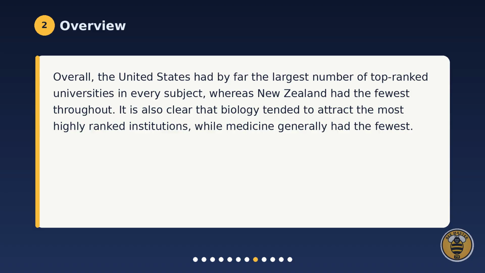Paragraph 2, the overview. Overall, the United States had by far the largest number of top-ranked universities in every subject, whereas New Zealand had the fewest throughout. It is also clear that biology tended to attract the most highly ranked institutions, while medicine generally had the fewest. Notice there are no small numbers here, just the big picture.